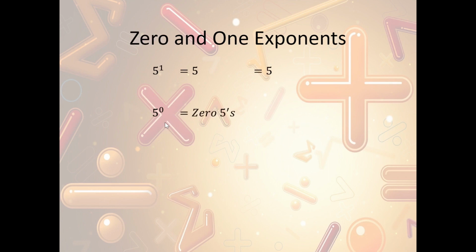So there's 0 5s, and that's equal to 1. Now please make sure that you understand this. Any number raised to the 0 power will always be 1. So not 0, but 1. So 5 to the 0 power is 1. 2,000 to the 0 power is 1. 200 million to the 0 power is 1. So any number raised to the 0 power is just 1.